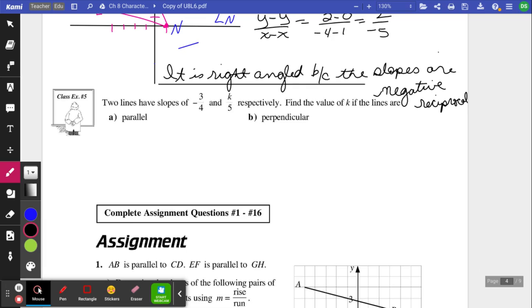Okay. Two lines have slopes of -3/4 and k over 5. What's with the k? It always happens. You think you're doing great when they throw a k in there. It says find the value of k if the lines are parallel.